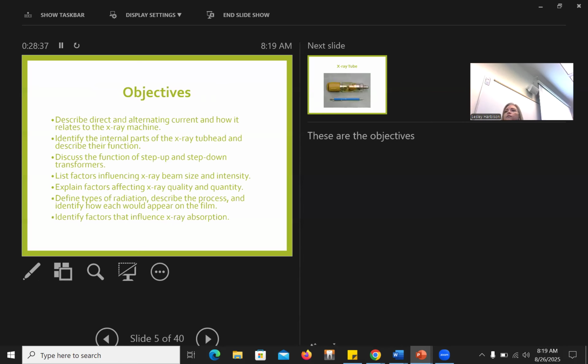So these are the objectives. We're going to talk about direct and alternating current and how it relates to the X-ray machine, how that AC/DC is affecting the flow of X-rays. Identify the internal parts of the X-ray tube head and describe their function. So a few more actual pieces of the machine we have to learn about. Discuss the function of the step up and step down transformers. So we'll learn about the transformers and how they affect voltage. And then list factors influencing the X-ray beam size and intensity.